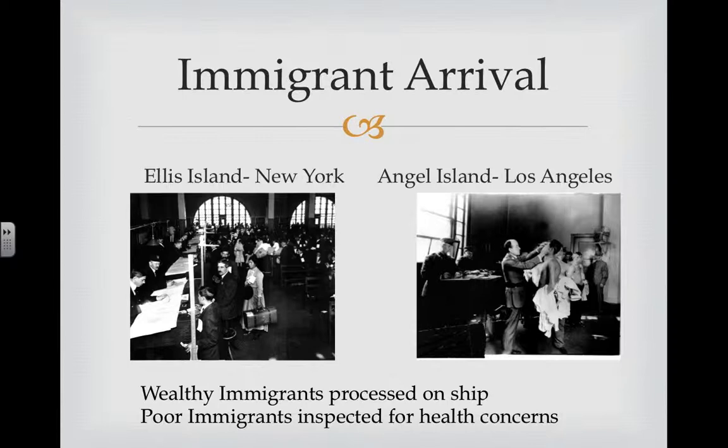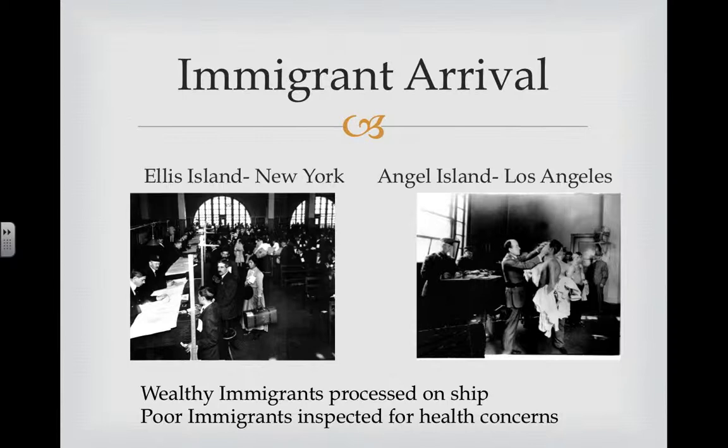Interestingly, there was a difference between how we processed wealthy immigrants. They were processed on the ship and didn't really have to stop at Ellis Island. And then poor immigrants were inspected for health concerns. So people came over on the ships, and in a very Titanic way, the wealthy people were on the top levels of the ship, and they got to go out on the deck and that type of thing, and the poor immigrants were packed into smaller compartments down in the lower parts of the ship.